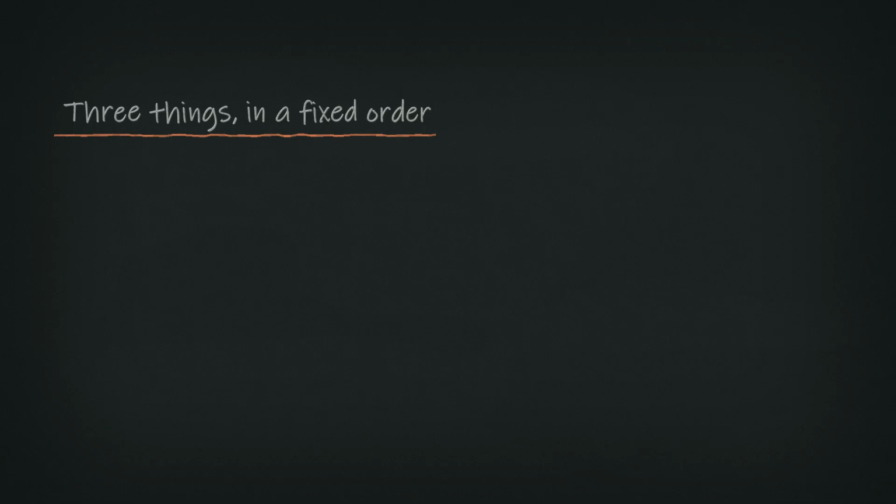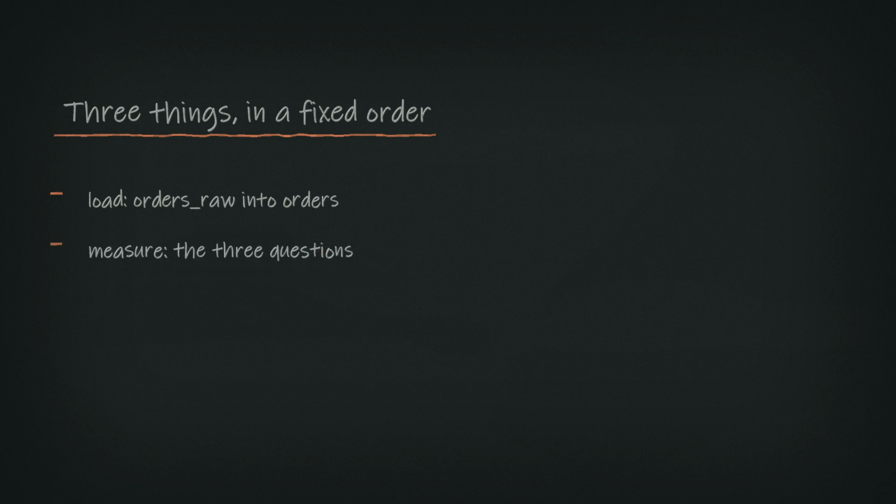Open run_metrics.py. The whole file does 3 things in a fixed order. Load, measure, report. Load copies the raw table into the typed one. Measure runs the 3 queries. Report writes the numbers down. That is it.